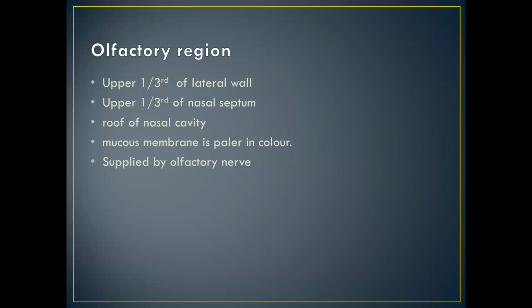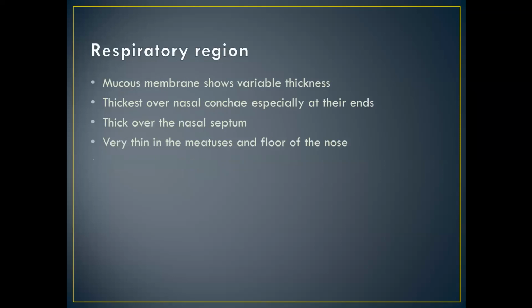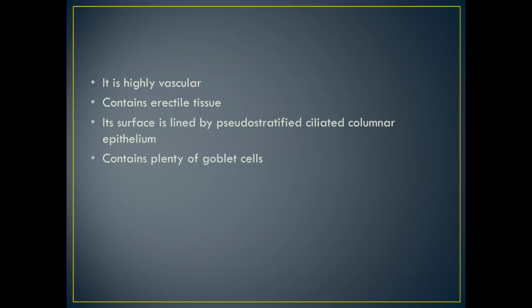So the sense of smell is detected by olfactory mucosa and it is confined to the upper one-third of the nasal cavity. The rest of the two-thirds of the nasal cavity is respiratory mucosa. Respiratory mucosa is ciliated pseudostratified columnar epithelium, and it also has a very important function. There are multiple goblet cells in the respiratory mucosa, which increase the secretions at the time of need. And we'll discuss this later. It contains plenty of goblet cells, and the lining is pseudostratified ciliated columnar epithelium.